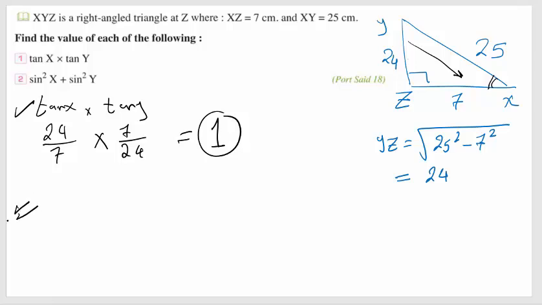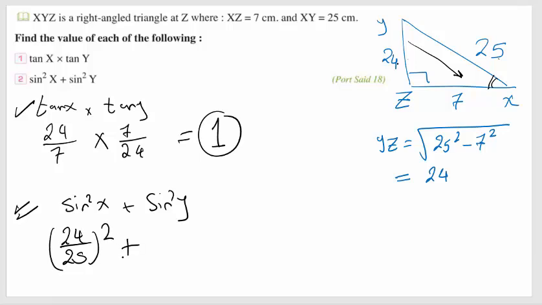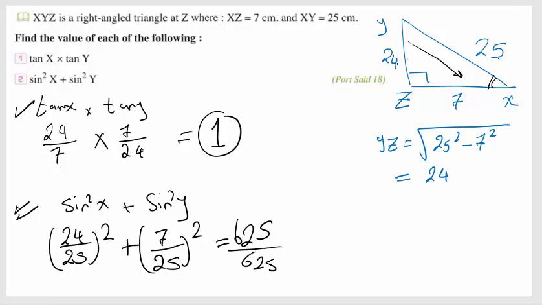The second point is sine squared x plus sine squared y. It means that I will find sine x, then square it. Opposite over hypotenuse, so it will be 24 over 25, all to the power of 2, plus sine squared y. It will be opposite. The opposite to the angle y is XZ, so it will be 7 over 25 raised to the power of 2. It will be 625 over 625, which is equal to 1, and we got it.